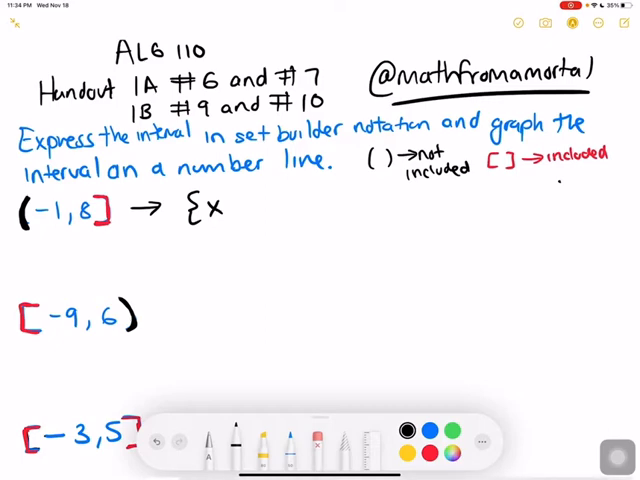There's a bunch of different numbers that can be part of this set, and we're going to denote that as x as long as, and I'm going to write the numbers that I have in here, -1 and 8. So I have to write the set builder notation with the symbols of less than, or less than or equal. And it depends on the parenthesis or the bracket.